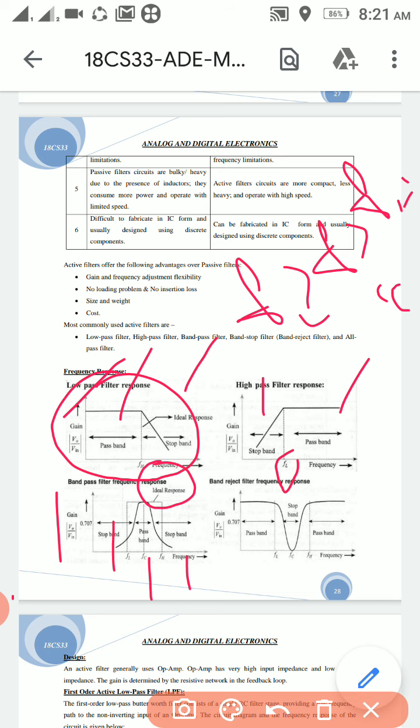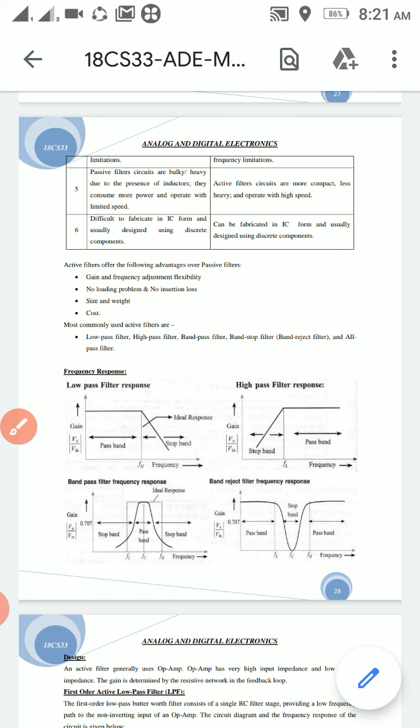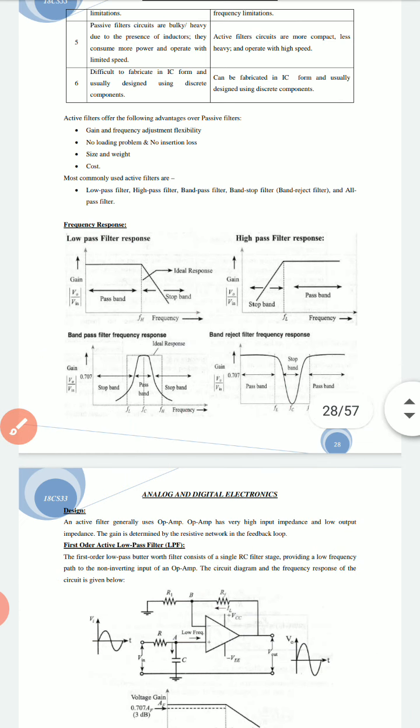In the band rejection filter frequency response, again a frequency and gain graph: the frequency less than FL is a pass band, the middle one is a stop band, and the last one, greater than FH, is a pass band. These are the responses to the frequencies. The design of the first order low pass filter we'll see in the next class.